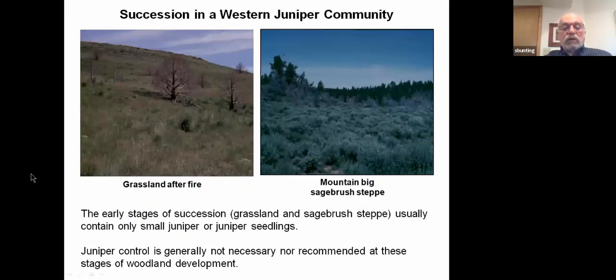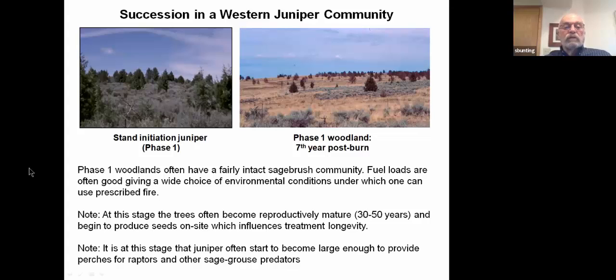These two are the earlier stages of succession, the grassland and the sagebrush steppe stages. They usually only contain very, very small juniper or juniper seedlings, and consequently juniper control is generally not necessary, nor is it recommended at these stages of woodland development. Here we have a phase 1 woodland where the trees have begun to get above the canopy of the sagebrush and become more obvious on the site, but at this stage they haven't begun to really influence, at the site level, the abundance of the sagebrush steppe plants on the site.